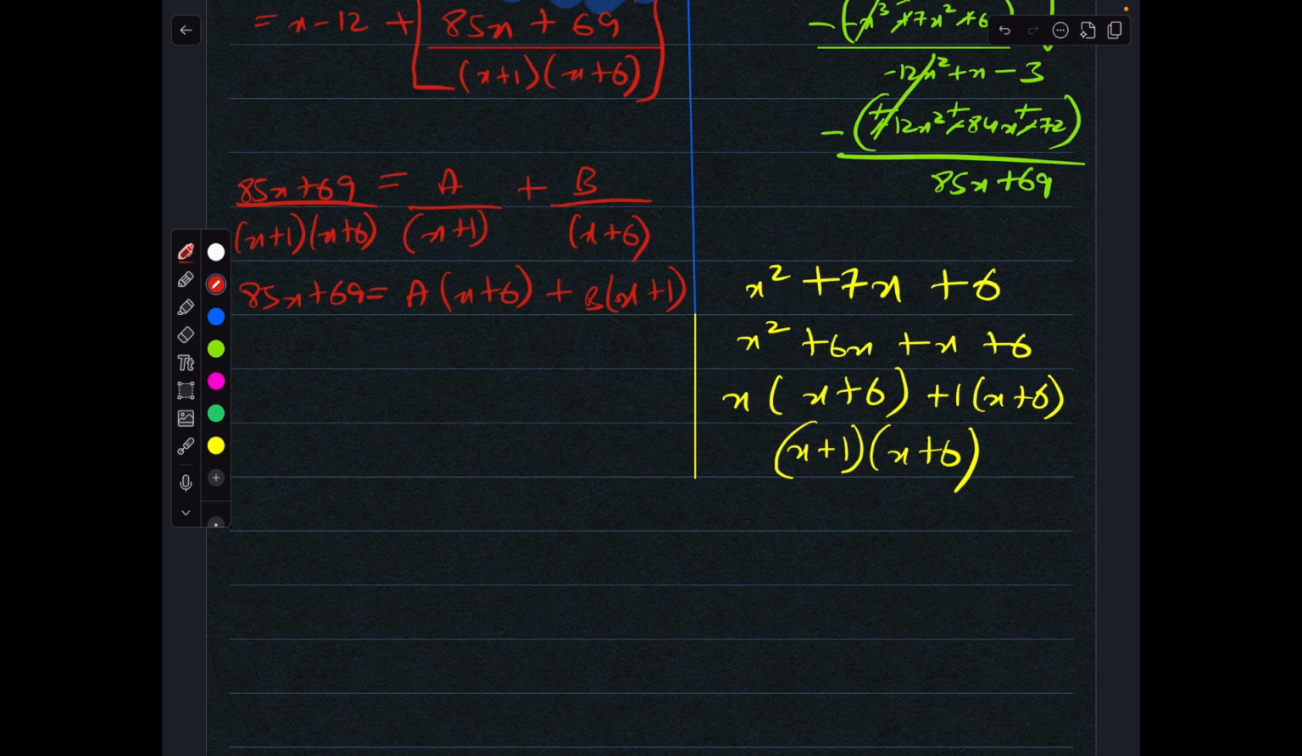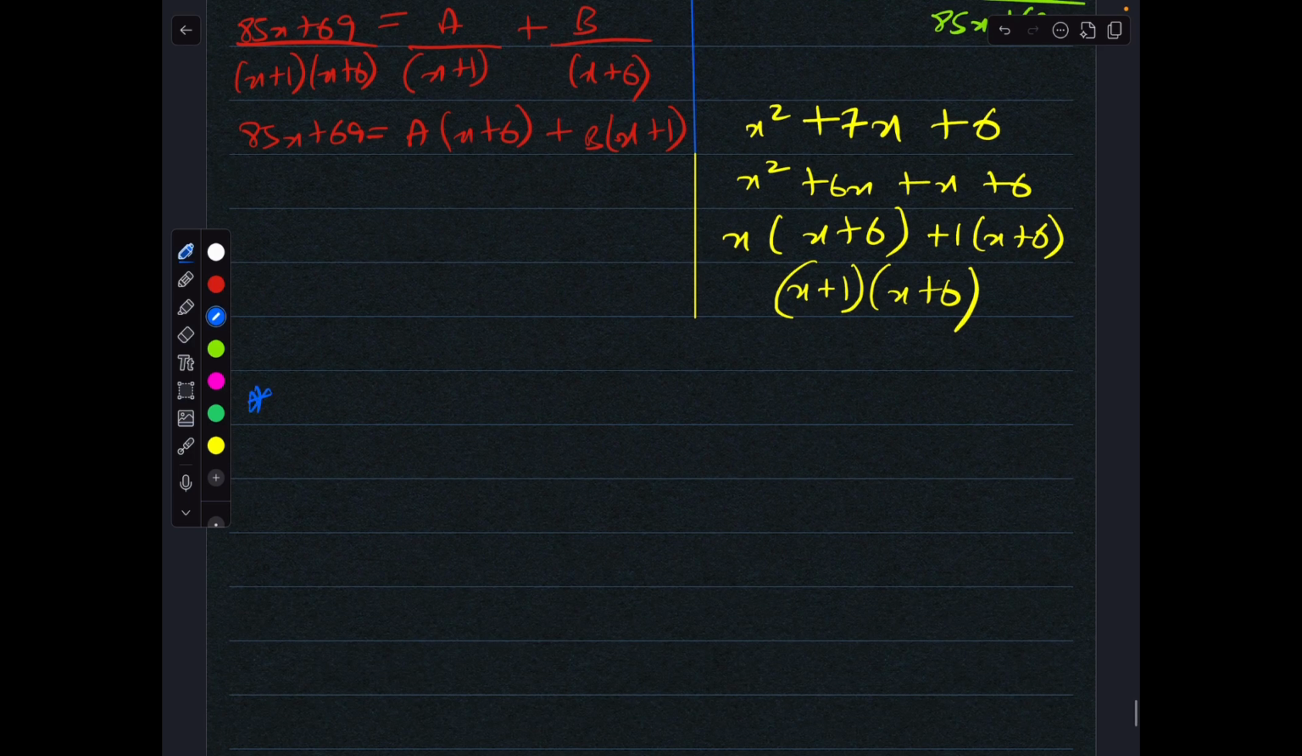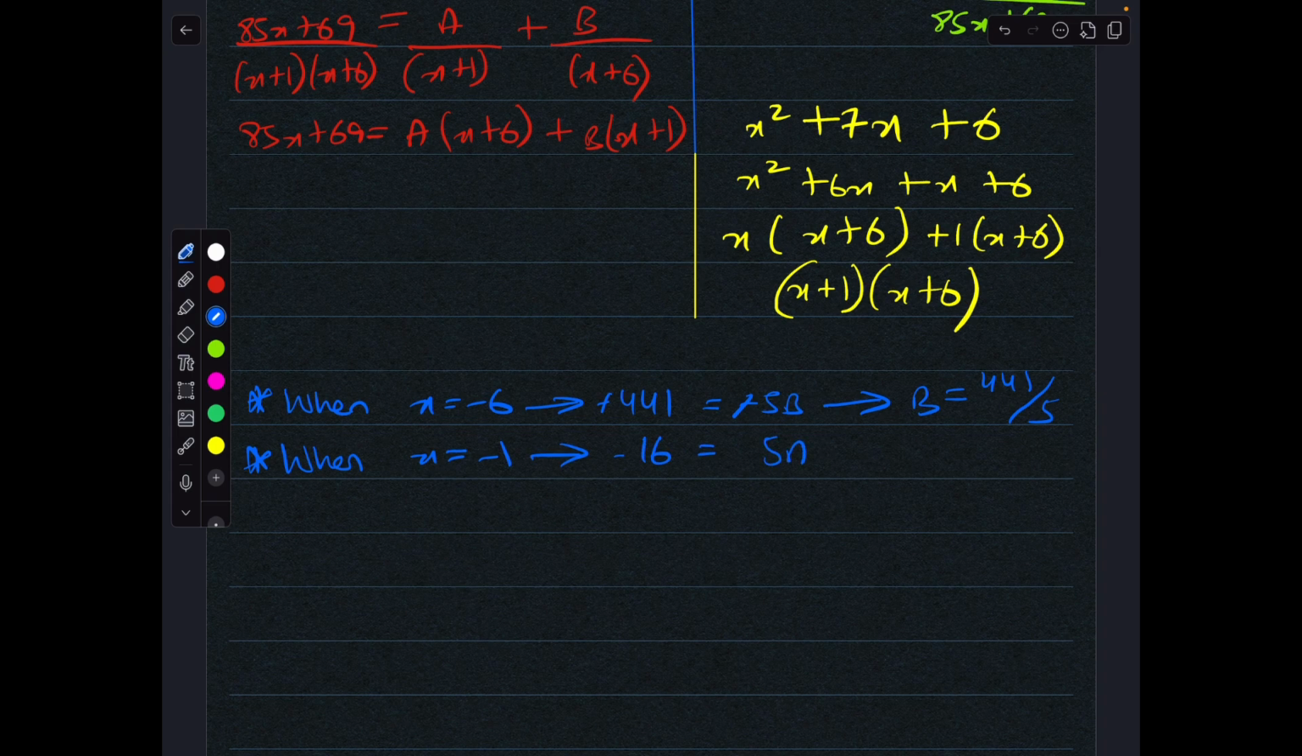Now use the cover up method, the second of the two methods, easier than comparing coefficients. Take x as minus 6 first of all, so a becomes 0. And I have minus 441 is equal to minus 5b. Minuses cancel off, and b turns out to be 441 over 5. So when x is equal to minus 1, b becomes 0. I have minus 16 is equal to 5a, and a turns out to be minus 16 over 5.